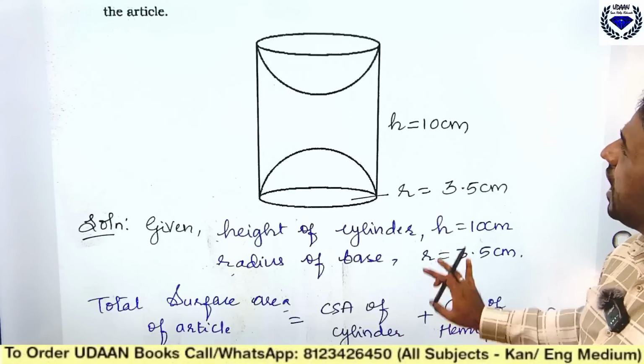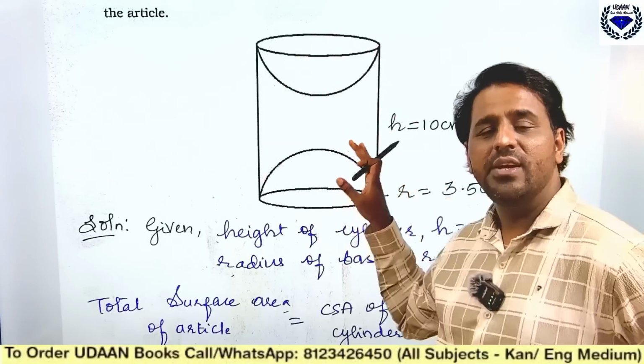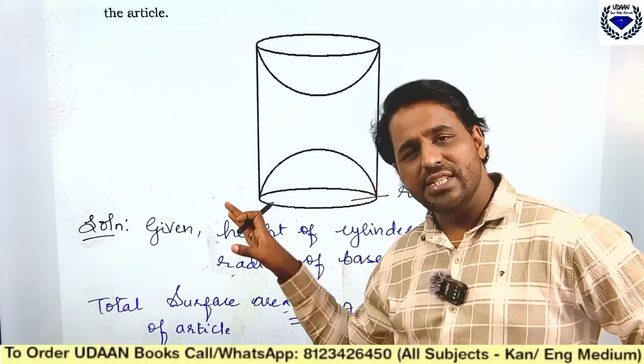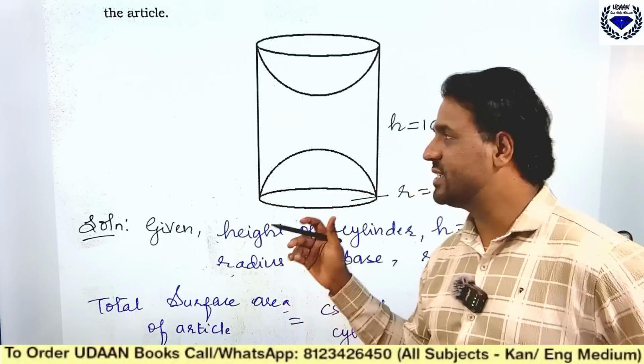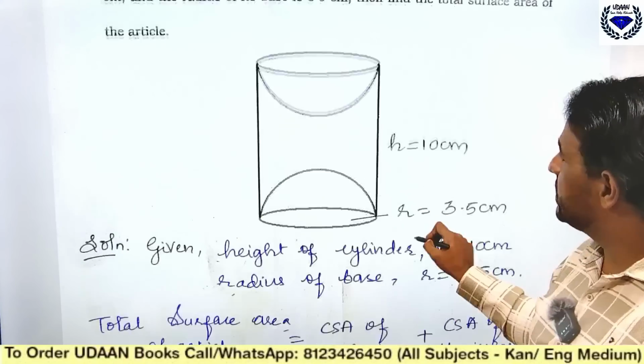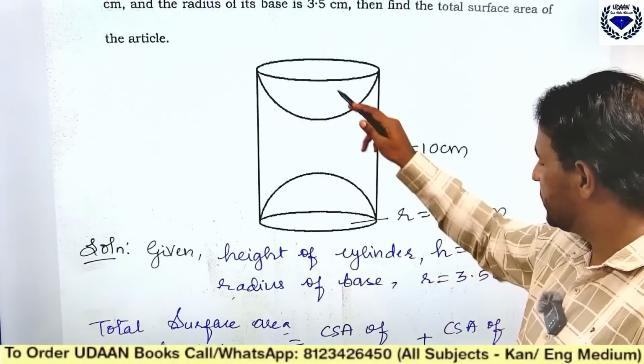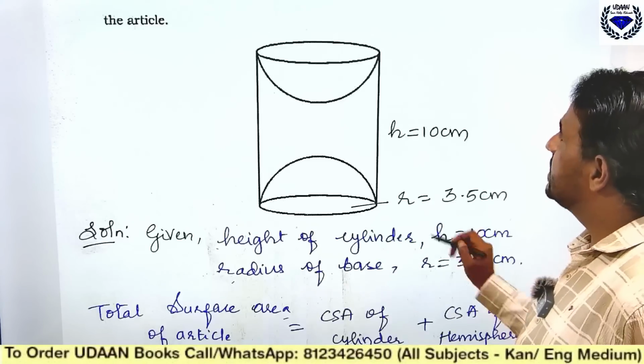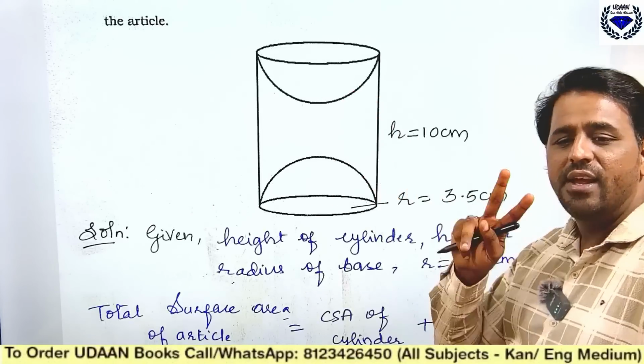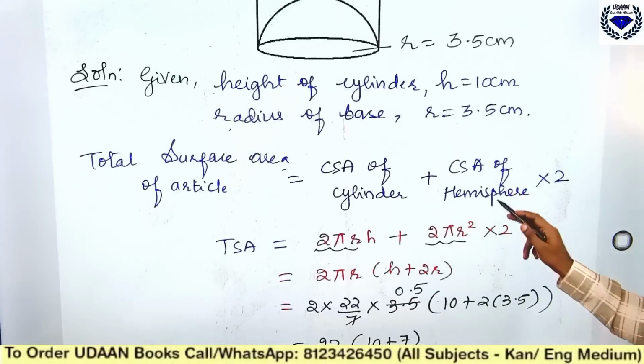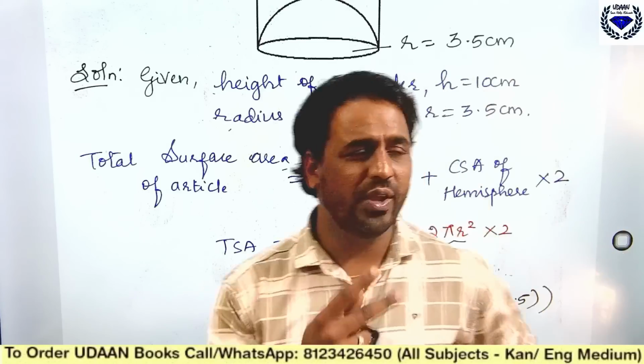How will you find total surface area? Total surface area is CSA plus CSA. It will give you TSA. So what is the CSA of the cylinder? Here in the figure it is the CSA of the cylinder plus the CSA of two hemispheres. Okay, there are two hemispheres. Therefore, it is the CSA of hemisphere into 2 you will get.